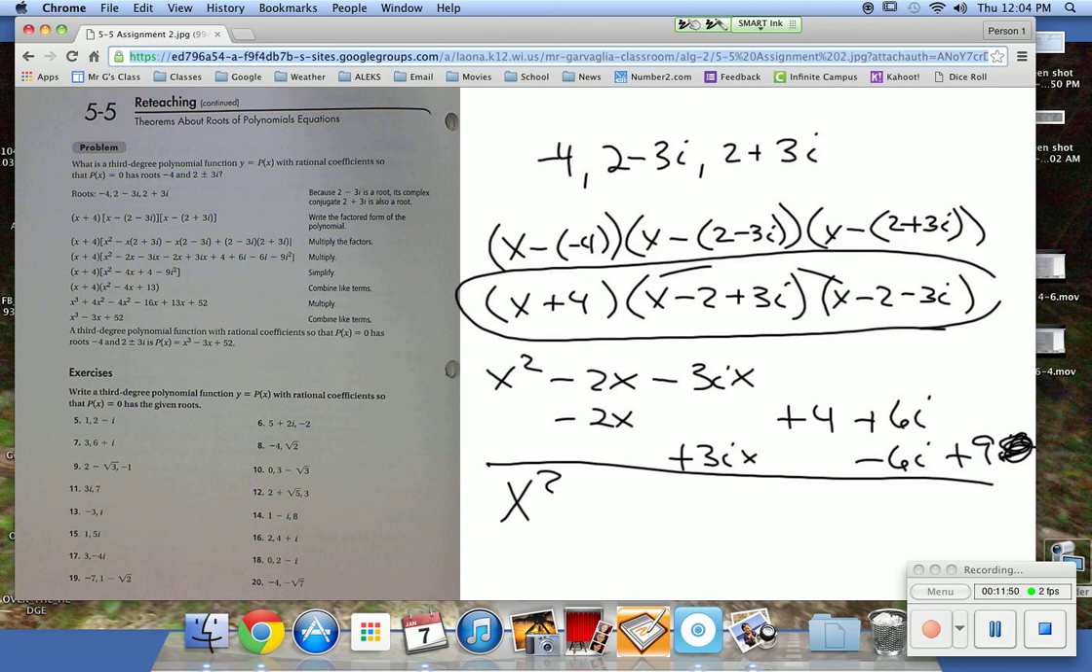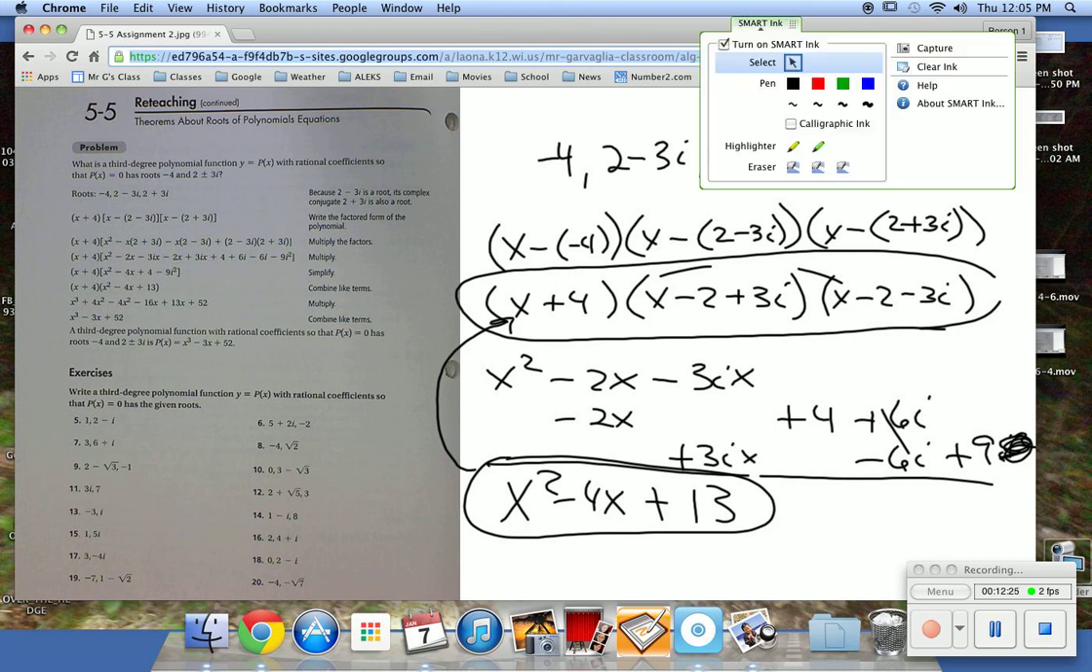So we'd bring these together. I'd have x squared minus 4x. That would be 0. I'd have a plus 4. And that would be 0, and I'd have a plus 9. Combine these, and I'd have x squared plus 13. And then once I had this, then I'd multiply it by my x plus 4 to come up with that. Okay? All right, so we're multiplying these together.